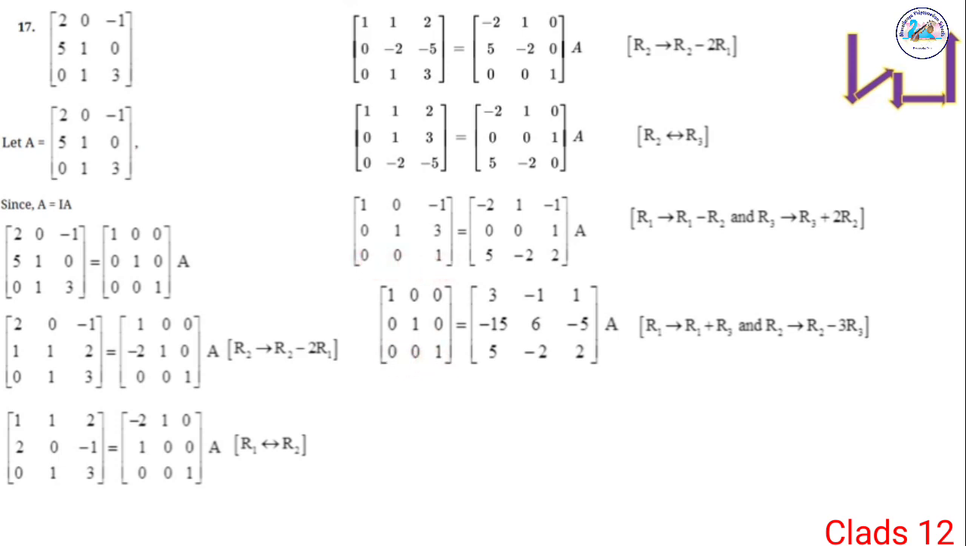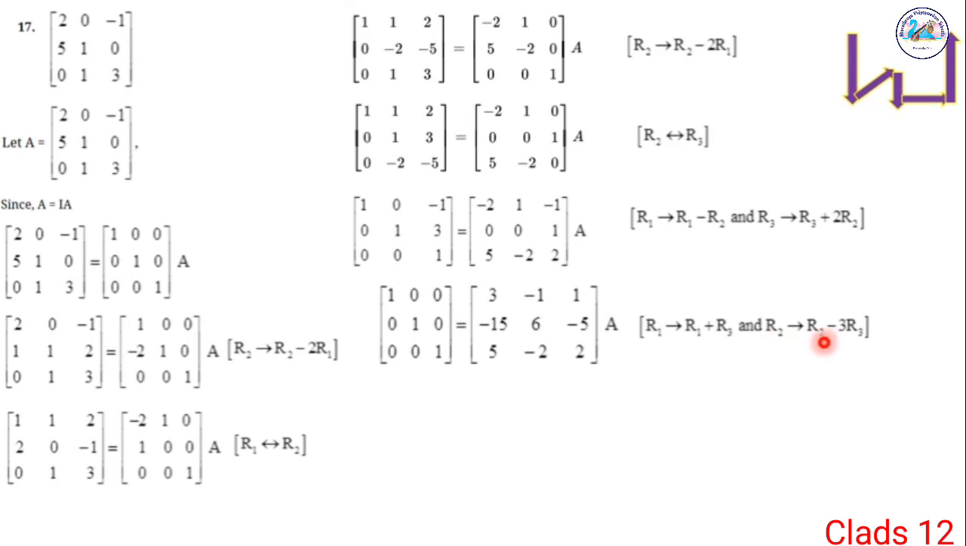And on the right side matrix, again R1 changes to R1 plus R3. R1 is minus 2 plus 5. Minus 2 plus 5 is 3. Next, 1 minus 2 is minus 1. Next, minus 1 plus 2 is 1.